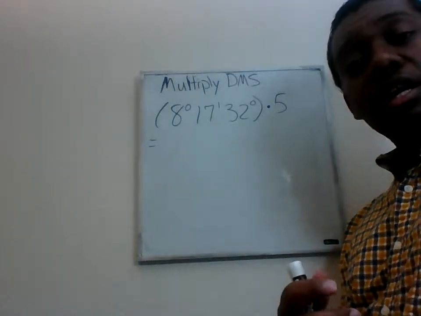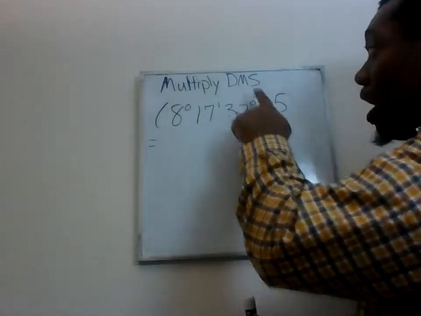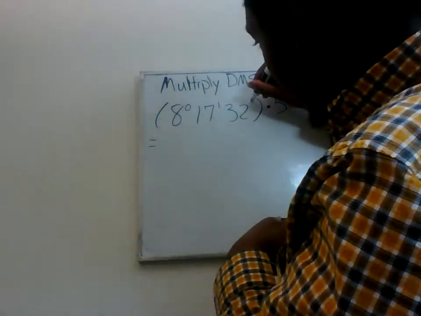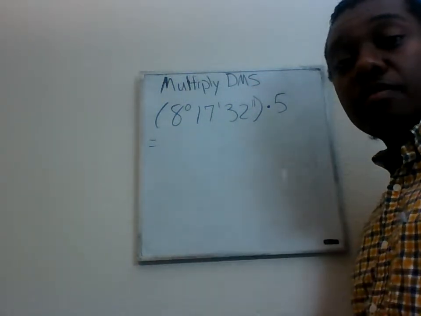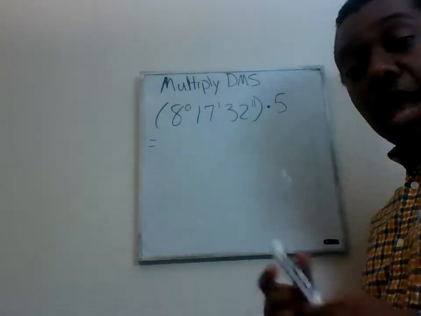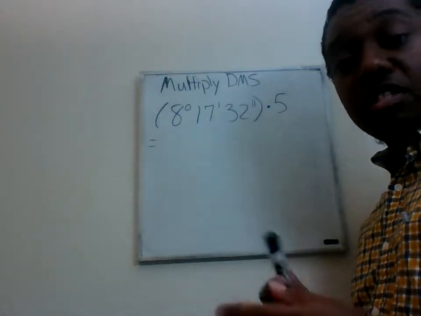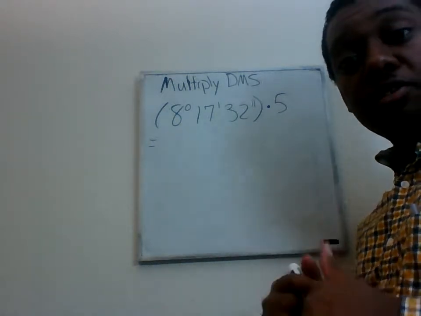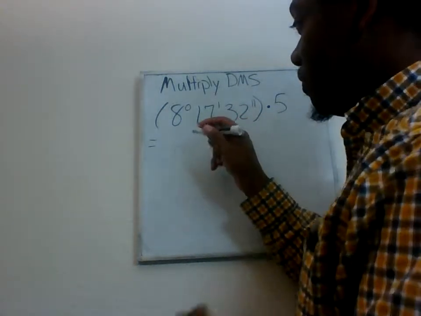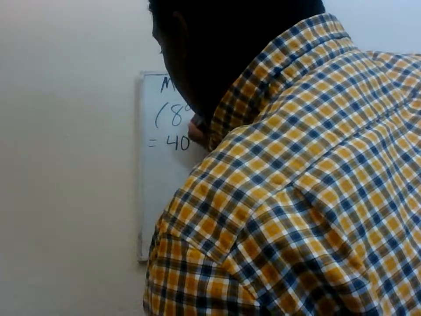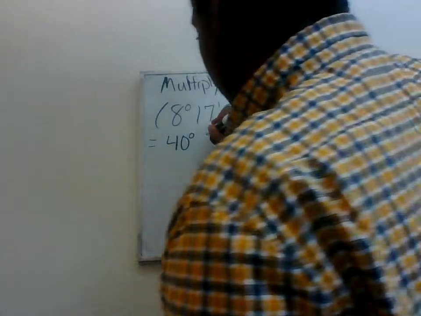So let's get started. With this example here, we have 8 degrees, 17 minutes, and 32 seconds. And we're multiplying that times 5 because I need to make this 5 times as large. So normally what would you do? You would just multiply. And that's what we're going to do here. We're going to multiply 8 times 5, 17 times 5, and 32 times 5, and put them in their respective places. So 8 times 5 gives us 40. Okay. 17 times 5 gives us 85.